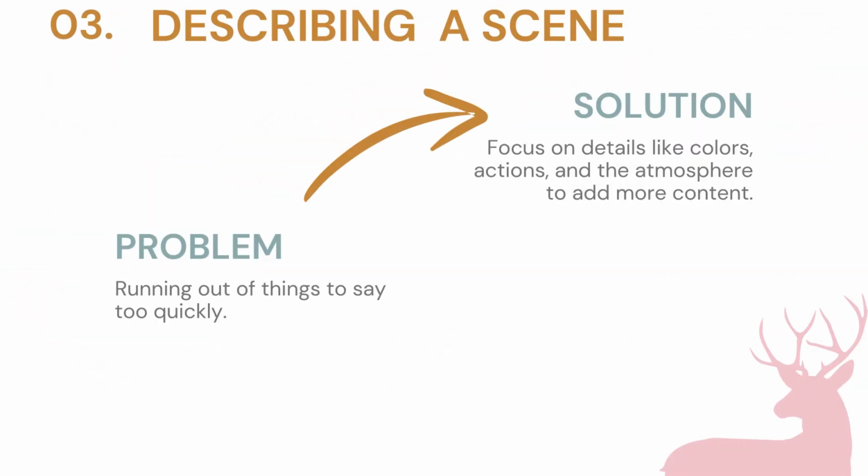For describing a scene, you might run out of things to say too quickly, which means you might not have enough to comment on. The solution is to focus on specific details like colors, actions, and the general atmosphere to add more content.